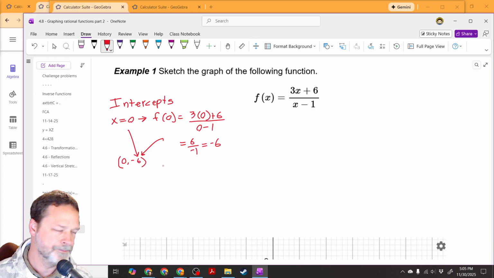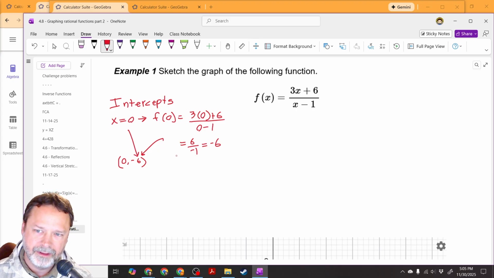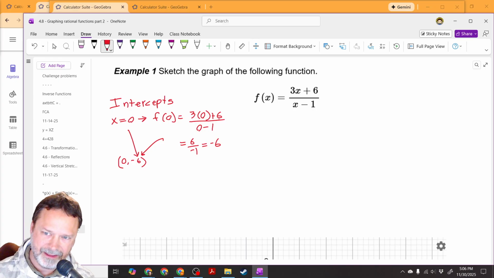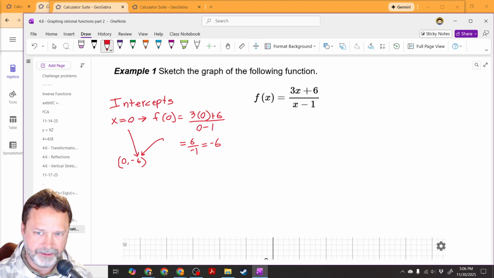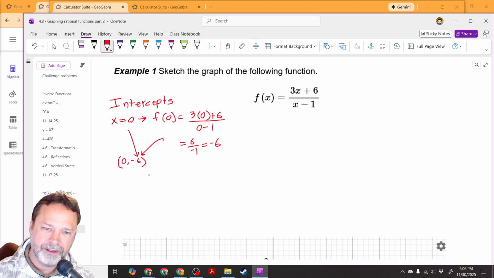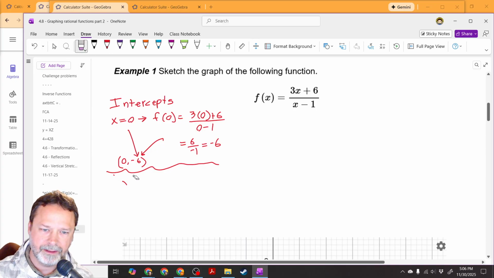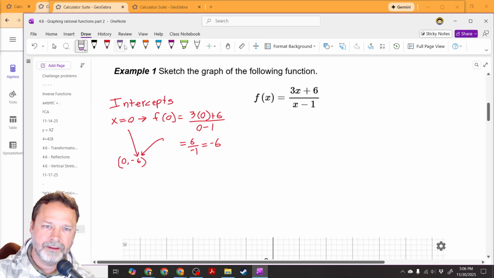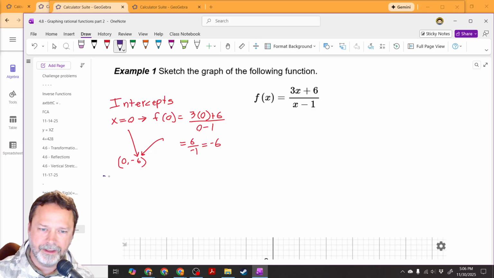Good to know. What about y equals 0? When does this equal 0? Well, when does y equal 0? It's when the numerator equals 0, right? So when does the numerator equal 0? So let's go ahead and let 3x, and we should use a different color here, make it a little bit more clear.